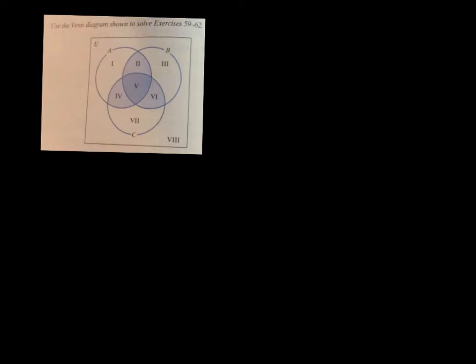Okay, so this is number 59 in your book on page 92. So this is the Venn diagram that you should see. And it says use the Venn diagram shown to solve the following exercises.